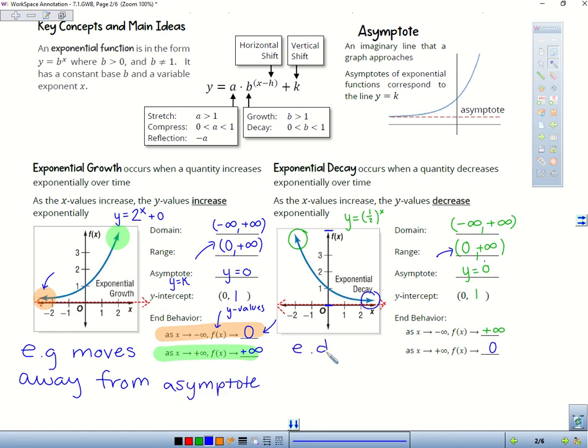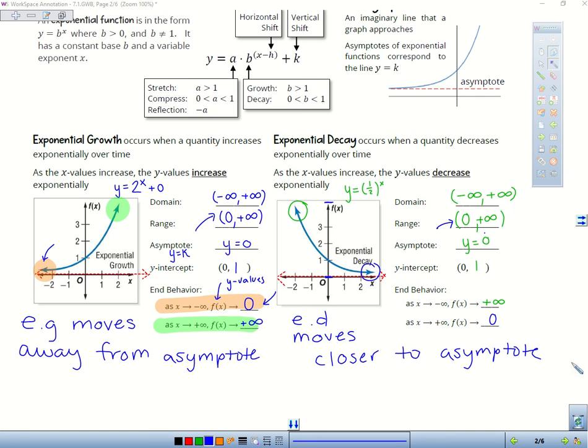And exponential decay, what do you think it does instead? Moves closer or towards the asymptote as the graph progresses. So you can see as this graph progresses, it moves away from the asymptote. As this graph progresses, it moves closer and closer to the asymptote. And that's the way you can differentiate between exponential growth and exponential decay. Make sense? All right.